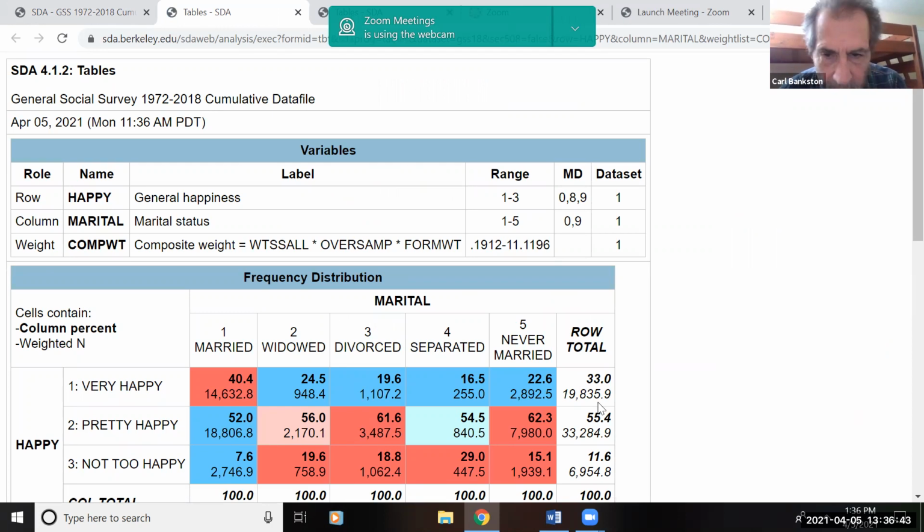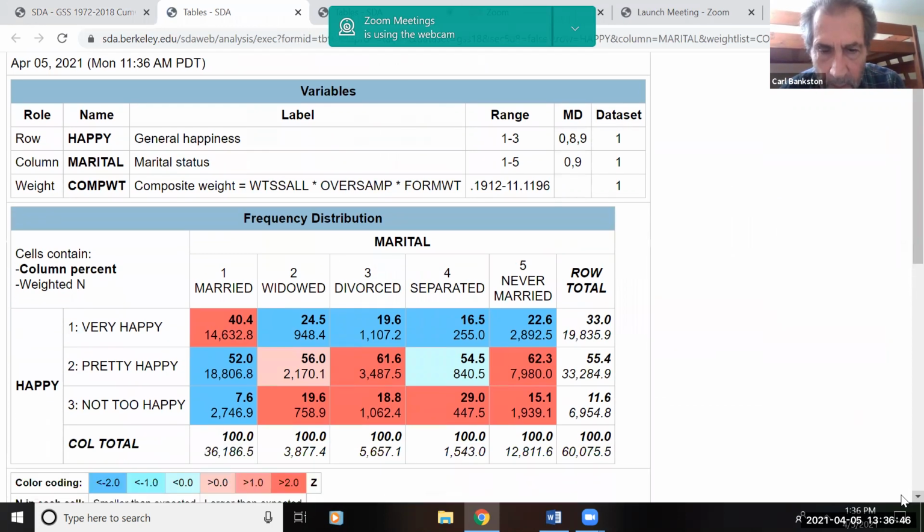Well, it looks like this very rough measure of happiness does seem to be connected to marital status. If we look down the columns, about 40% of those who were married said that they were very happy, compared to about 25% of people who were widowed and 22% of people who were never married, and a little under 20% of people who were divorced, and only about 17% of people who were separated.